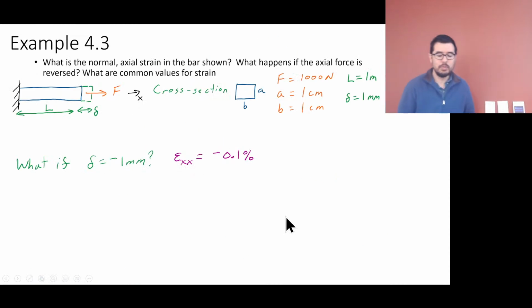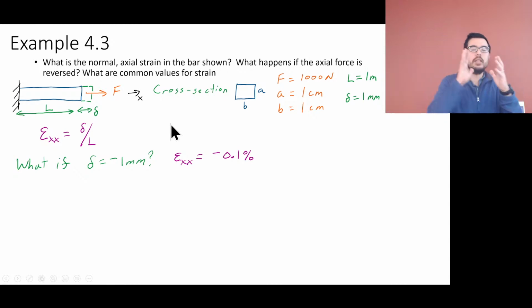So let's do another example that's very similar. What is the normal axial strain in the bar shown? What happens if the axial force is reversed? What are common values for strain? So I left in the force, I left in the cross-sectional area, and we add L equals 1 meter and delta equals 1 millimeter. Do you need these? No, not if they give you the delta and the initial length. So epsilon xx, which is the same thing as epsilon x, is just this delta over the length.